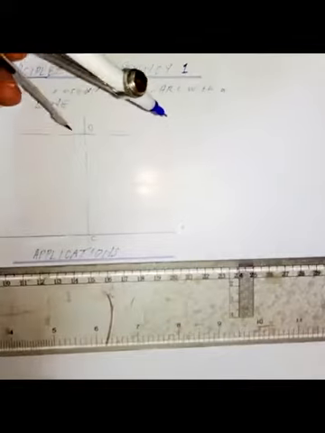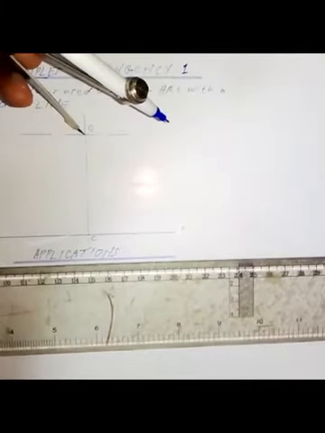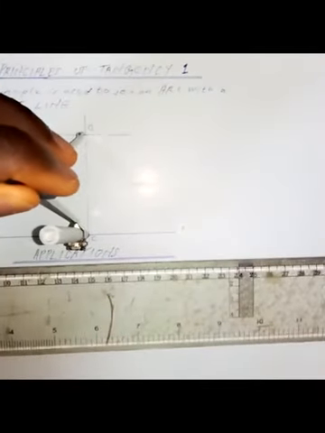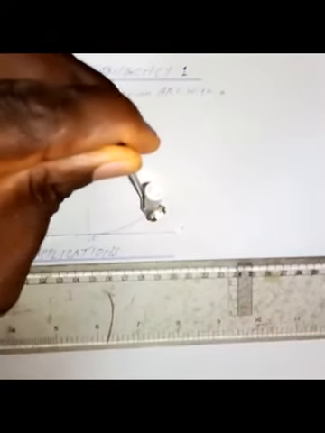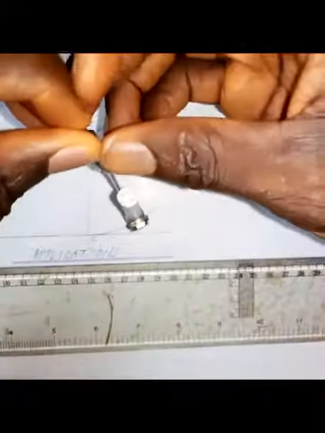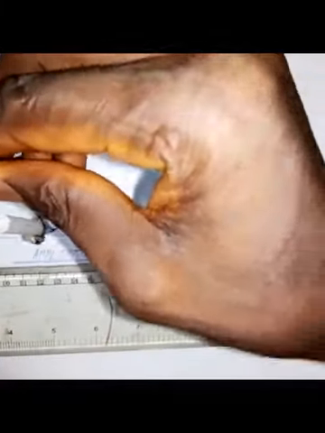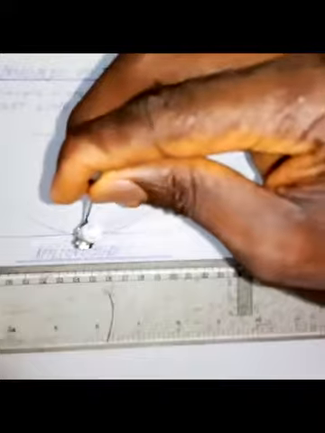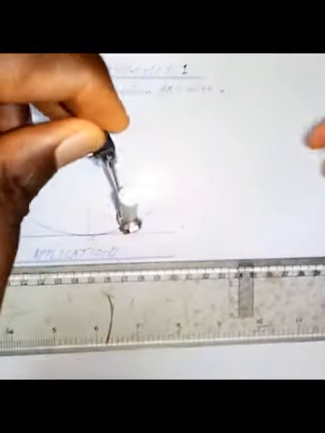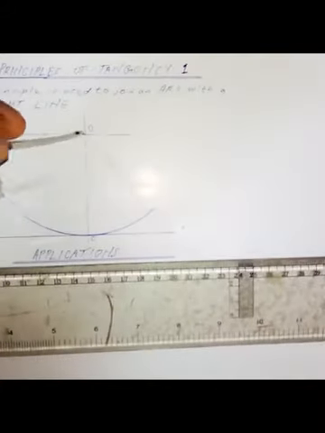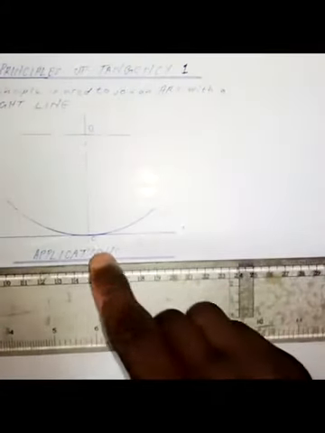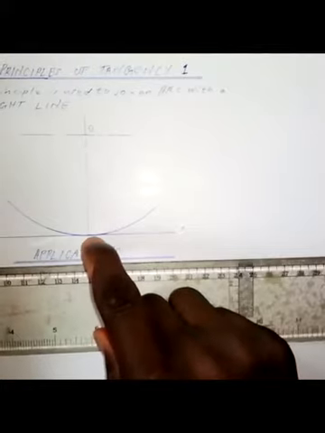Then I take this 60, put it at this point here, and it will touch this point C. Then I will draw an arc. So the arc goes like this. This is the arc. This arc touches this straight line at this point C.